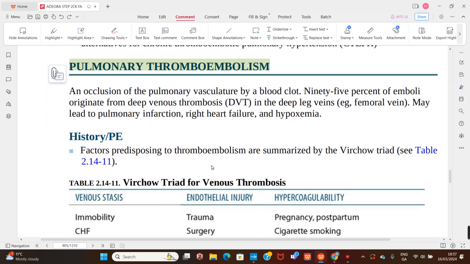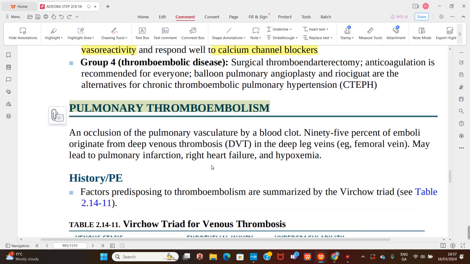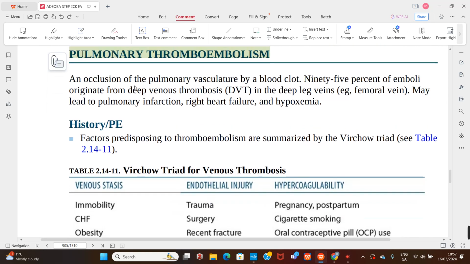So pulmonary thromboembolism, I'll just quickly take it, and we know we have made progress. Pulmonary thromboembolism occurs when you have occlusion of the pulmonary vasculature by a blood clot. So 95% of the emboli originate from DVT. So most of them follow DVT. So that's why you are scared of a DVT.